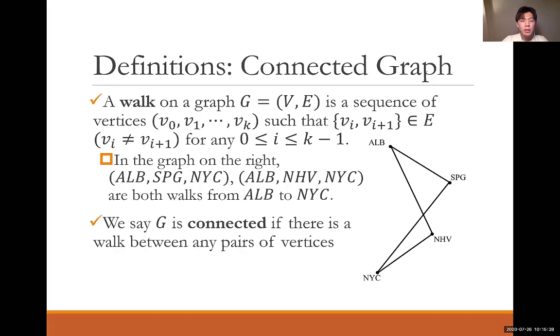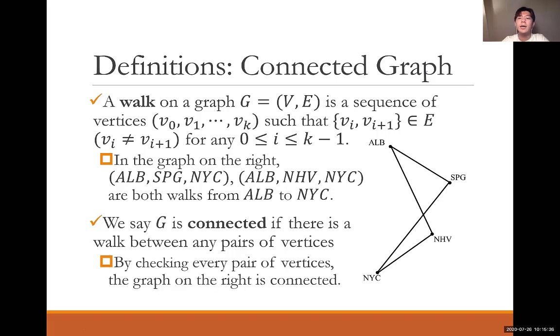So we say the graph is connected if there's a walk between any pair of the vertices. In this example, we can choose whichever 2 vertices among the cities, and we can go from one of them to the other easily.